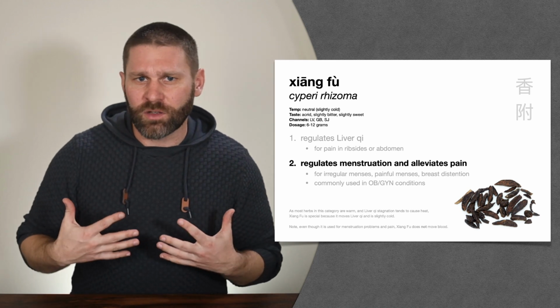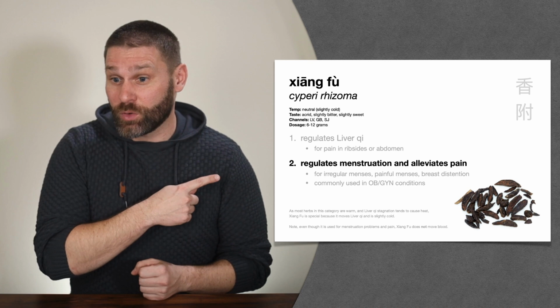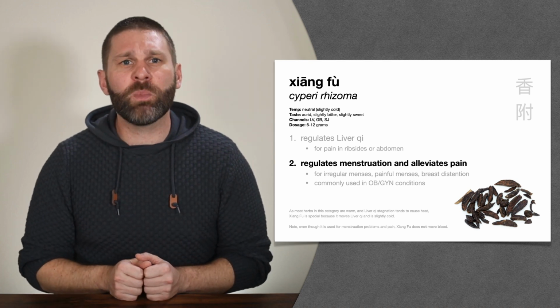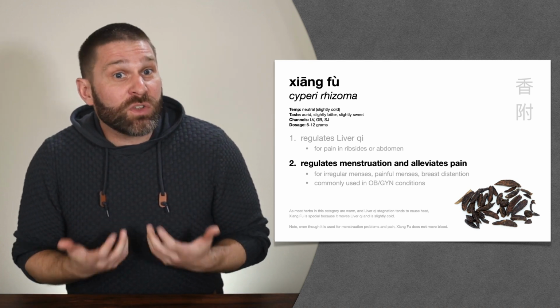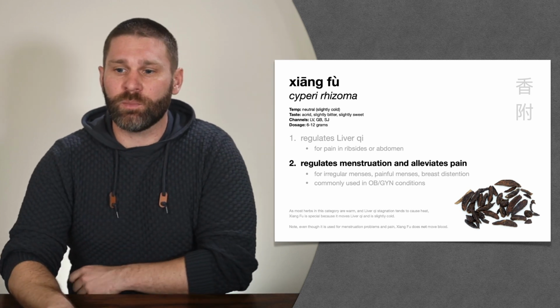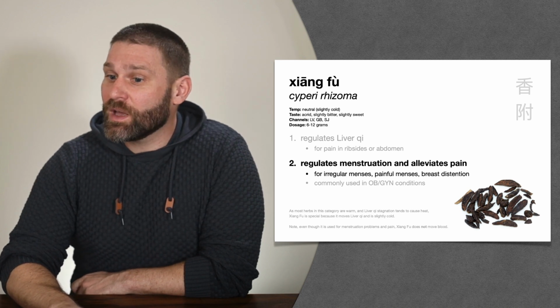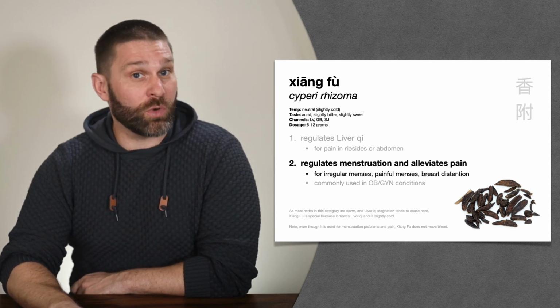The liver has something to do with menstruation, so it makes sense that by regulating liver qi, we would regulate menstruation and alleviate pain. But it turns out that Xiangfu is so good at this, its action is so famous, we list it as a separate function. So Xiangfu regulates menstruation and alleviates pain for irregular menses, painful menses, or breast distension.